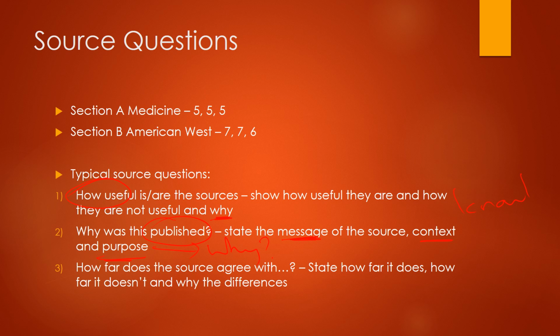Then you've got the final bit, which is how far. We've seen this before with the 7 marker or the 8 marker. How far does the source agree with something? So again, it's a balance. State how far it does, how far it doesn't, and then again, why? Why are there differences? Okay, brilliant. So let's have a look at an example.